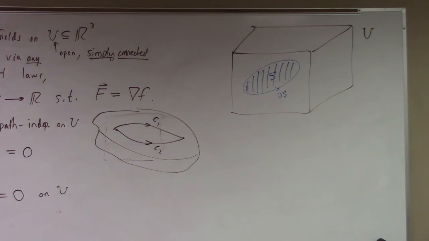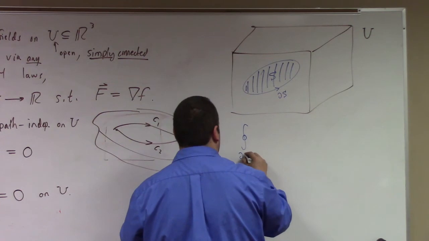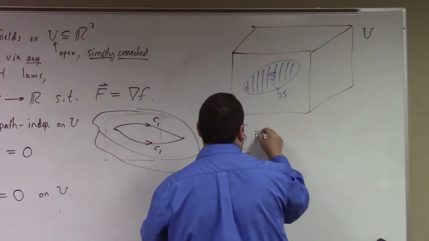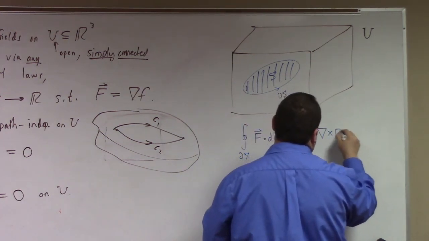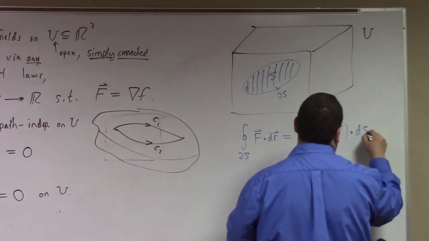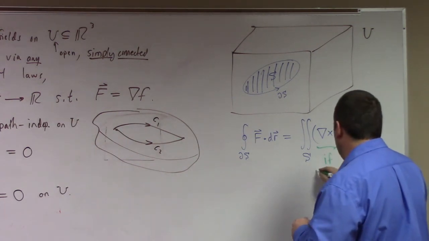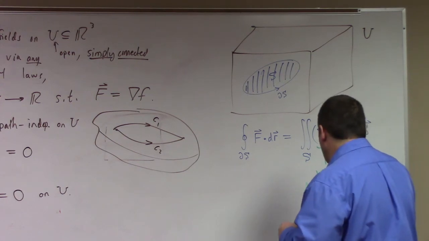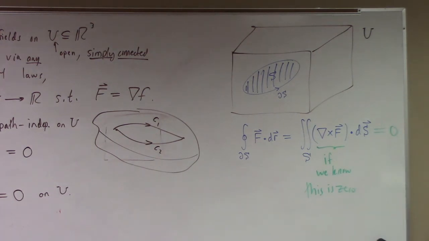I can do that for any loop. Any loop in U, I can find a surface which the loop appears as the boundary of. And that means I can apply Stokes' theorem, right? So the integral around the boundary of f dot dr is equal to the surface integral over S of the curl of f dot dS. So you see, if we know this is 0, then we get 0. And that is why 4 implies 3.